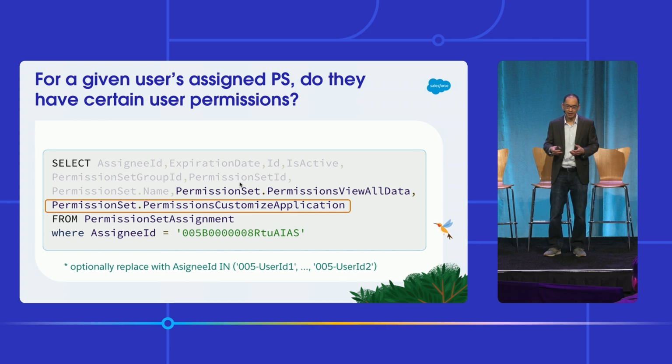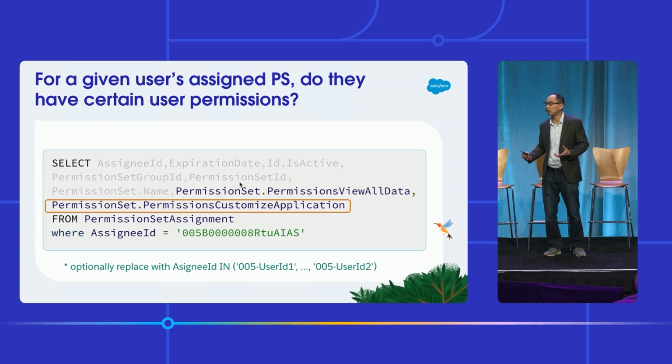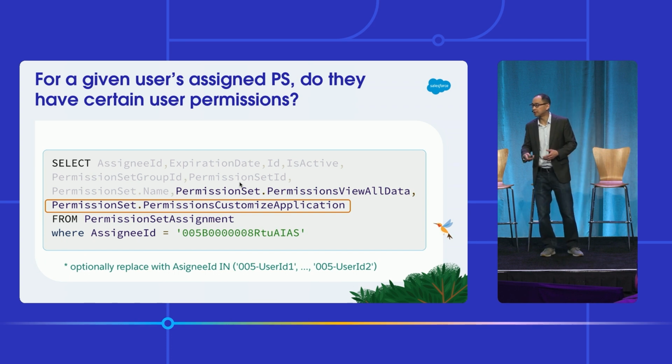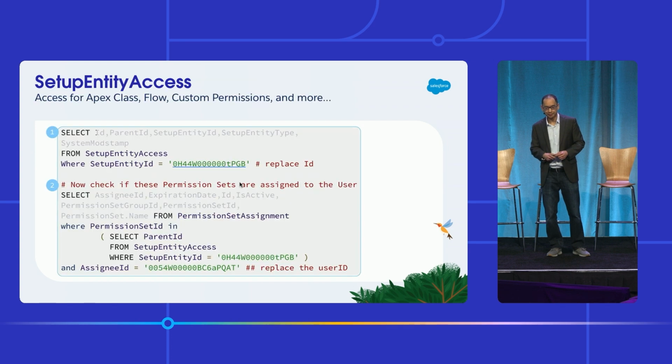But if I got rid of that where clause, you could pull all users, or you could replace it with just the users you care about. So that's where that assignee ID with the in clause with the comma separated list of the user IDs. And again, you can apply this same concept on the other object permissions and so forth.